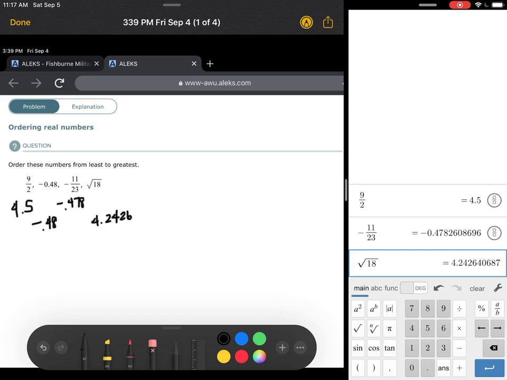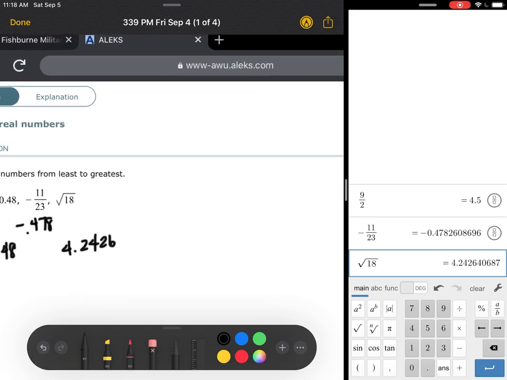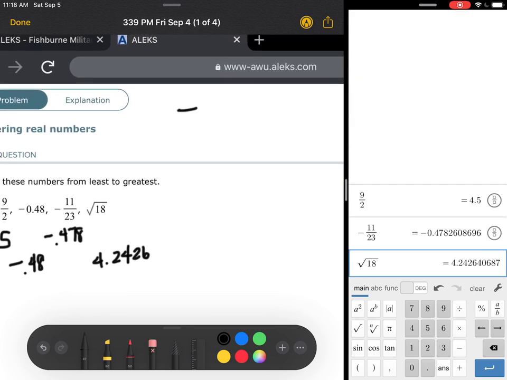Now I have to order these from least to greatest. I know that my negative numbers are my smallest, so I'm going to start with the negative numbers and move on from there. So I have negative 0.478 and negative 0.48. Let me move this over a little bit so you can see it better.